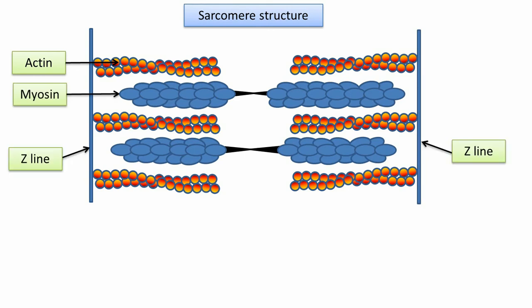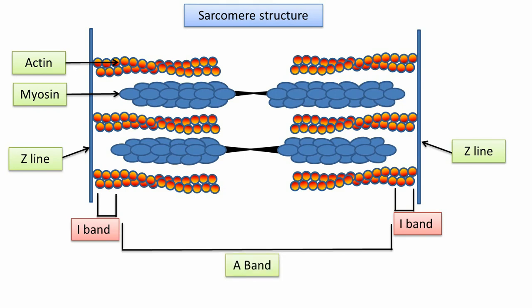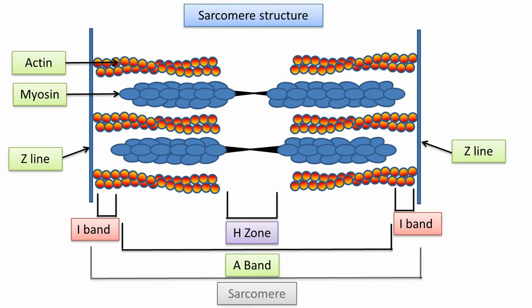thick filament, the Z line, next the I band, which is the region that shows only the part of thin filaments, the A band that shows the overlapping of thick and thin filaments. Next, we have the H zone that shows the part of only the thick filaments. And finally, the sarcomere. A sarcomere extends from one Z line to the next Z line.